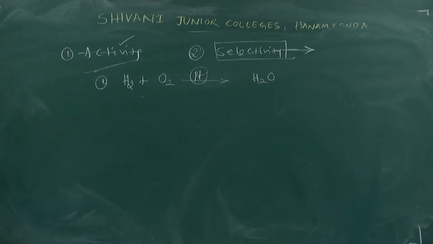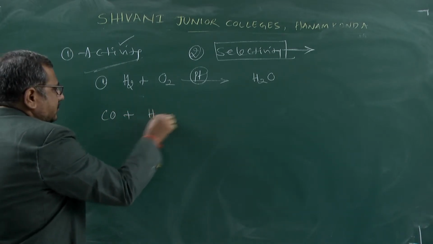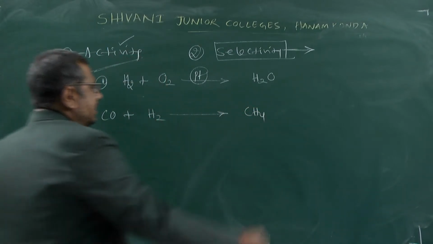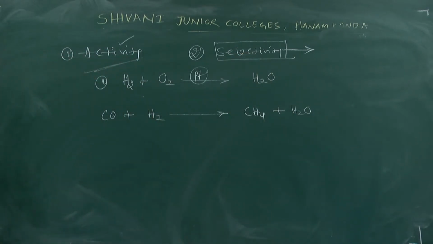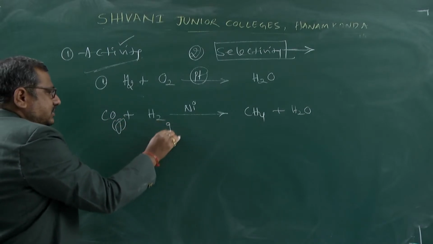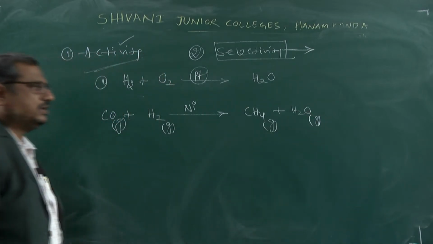For example, carbon monoxide plus hydrogen forms methane gas and another one is H2O. This is one reaction, where carbon monoxide reacts with hydrogen gas to form methane and water. In this condition, the catalyst is nickel. Carbon monoxide is a gas, hydrogen is also a gas, methane is also a gas, and H2O is in the vapor phase.